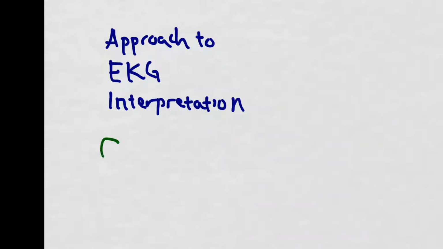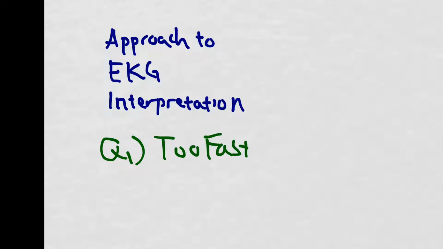The first reason you may get an EKG is because your nurse may call you and tell you that your patient's heart rate is too fast. You'll want to get the EKG to figure out whether or not the patient's heart rate is regular or irregular, if it's a narrow or wide complex tachycardia. But ultimately, the thing that you're most worried about is whether or not you're going to need to cardiovert your patient because they're in an unstable rhythm.